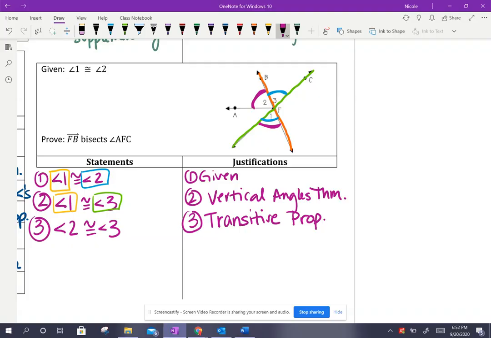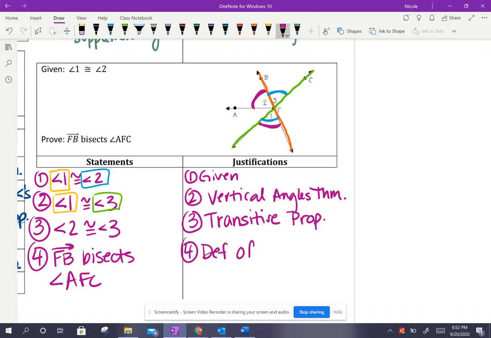So now because angle 2 is congruent to angle 3, they can all be the same color now, which is nice. Actually, I'll just leave that. So I can then say that ray FB bisects angle AFC because of the definition of angle bisector.